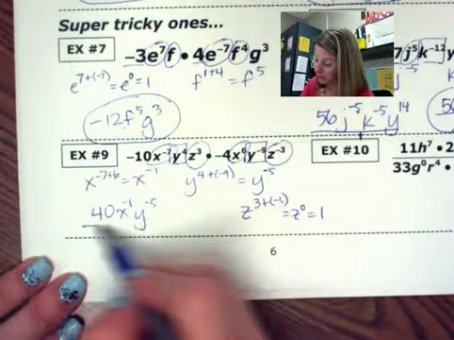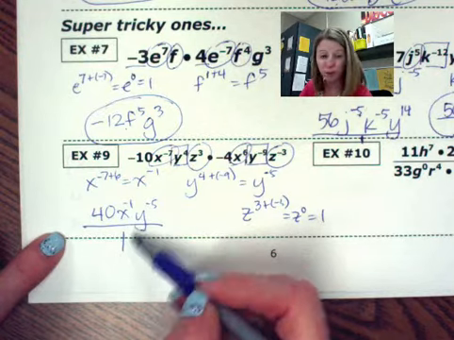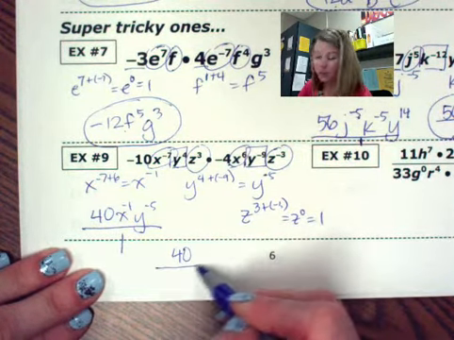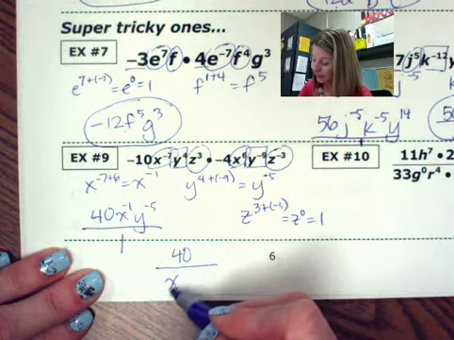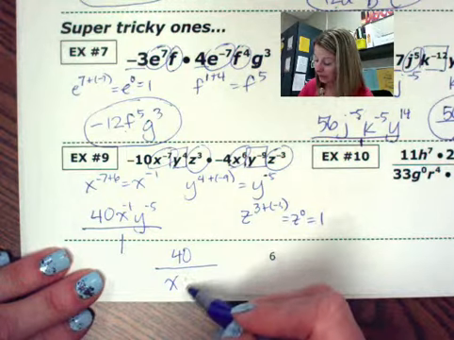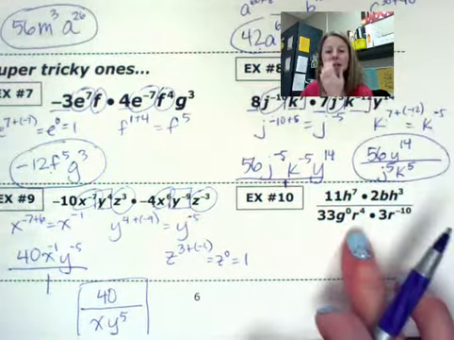So I need to continue here. I don't like negative, so I'm going to have to bring down x and y to the denominator because they're negative. So my final answer is going to be 40 in the numerator. And then x, it's x to the first, but we don't always write that 1. It's implied. And then y to the 5th. And then I'm going to stop on 10. We're going to come back to 10 another day.